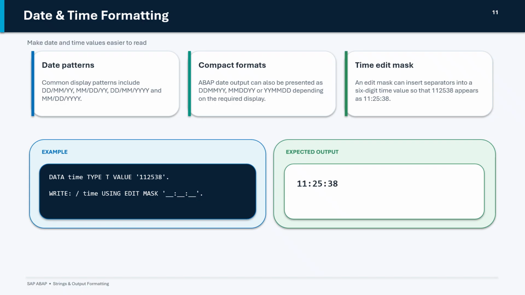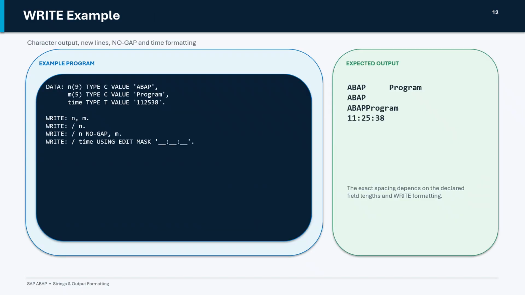Next we'll discuss a write example. Here we define two character fields and one time field. The first one is n, with 9 characters, ABAP, and m is a 5 character program. The time type is t. All the commands are what we discussed previously, but this is a complete example. I think there's no need to explain much more, and I think everyone knows this well.